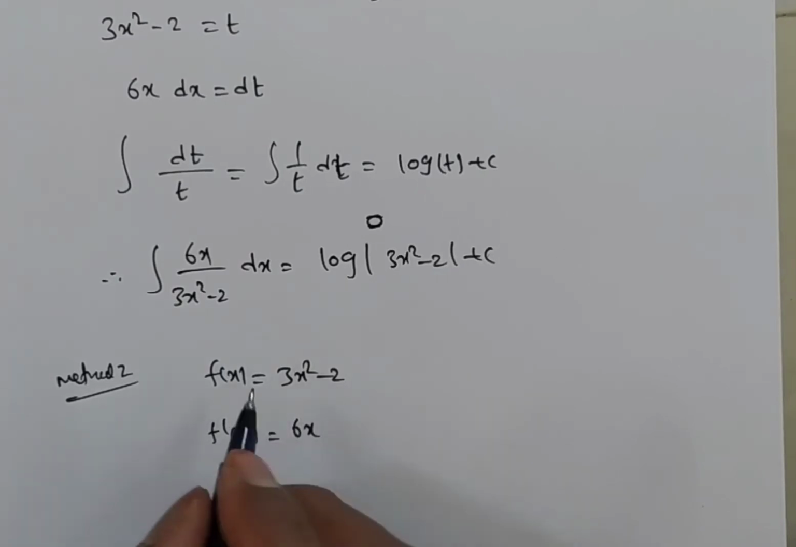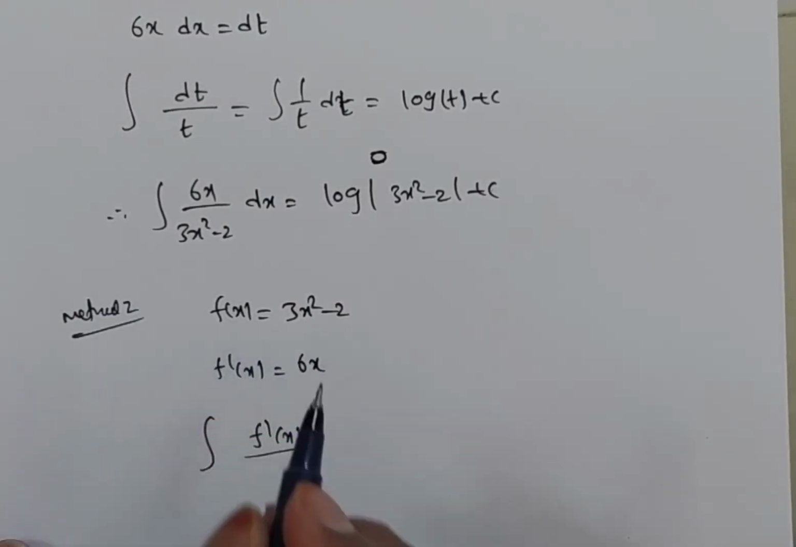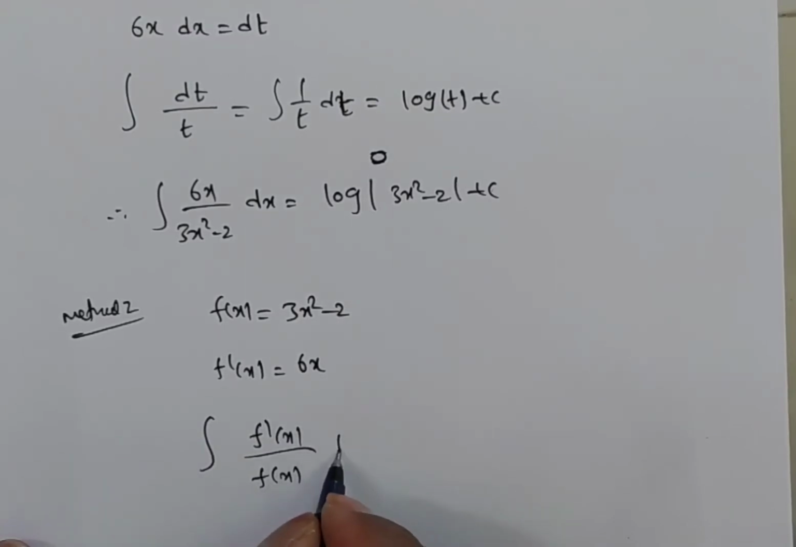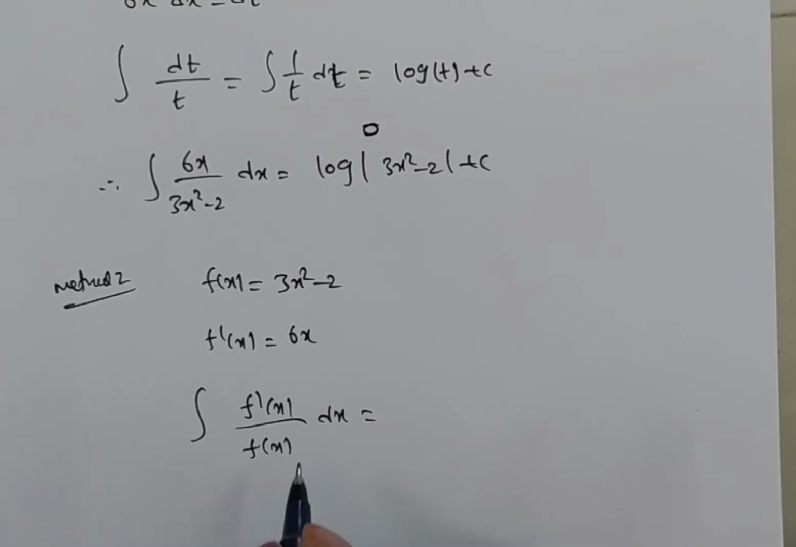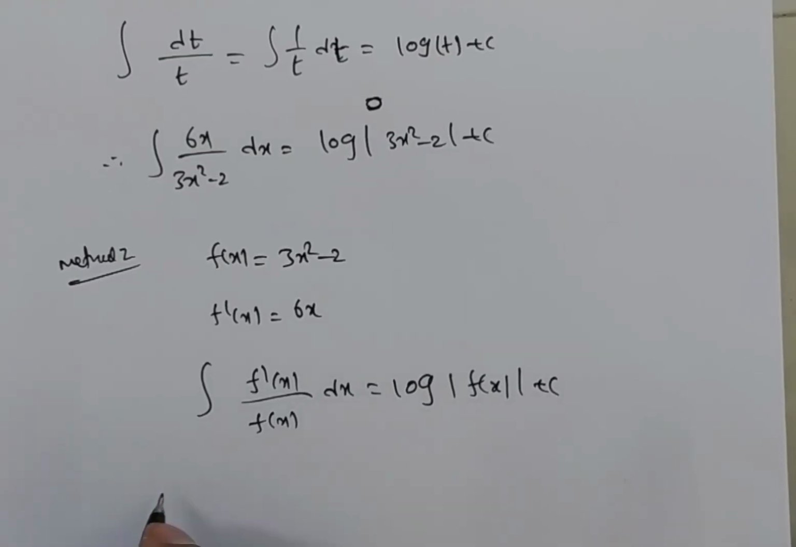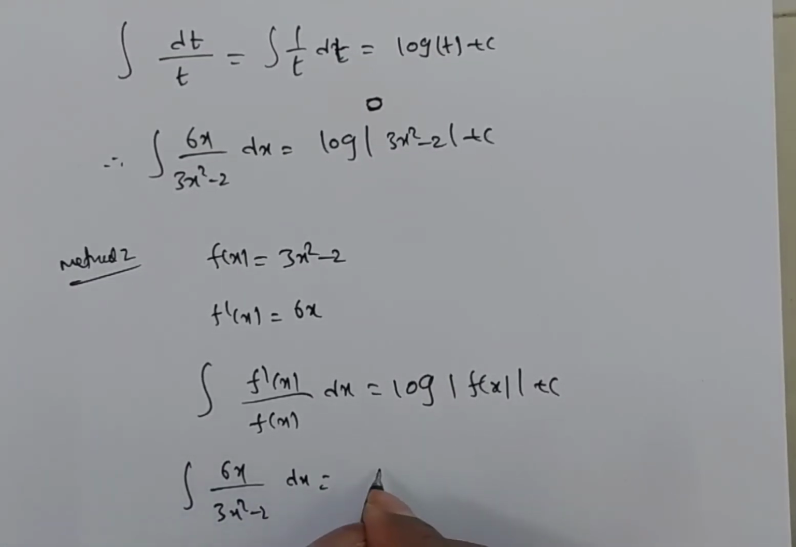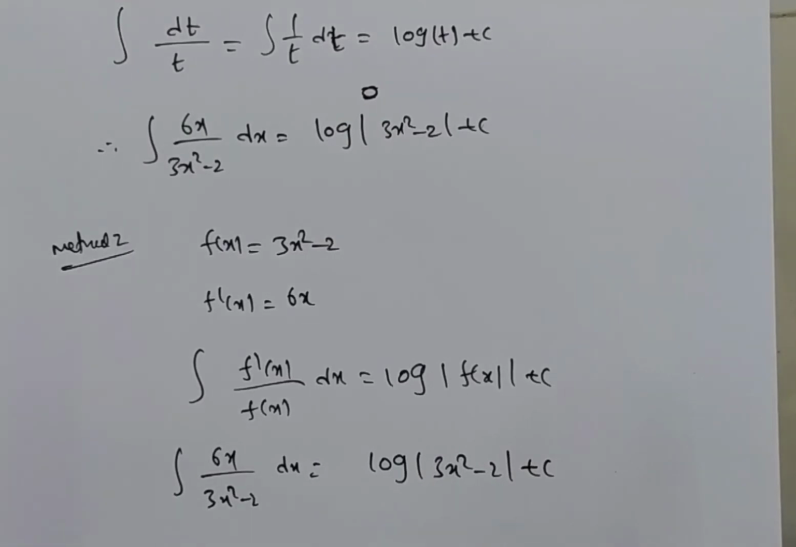Now substitute these two values in the above equation. That implies integral of 6x, which is f dash of x, by f of x, the denominator, dx. What is the formula you have? Integral of f dash of x by f of x: if the denominator's derivative is in the numerator, we write log of denominator plus c. So in this case, integral of 6x by 3x square minus 2 dx is equal to log of 3x square minus 2 plus c. Is it clear for everyone? Right. Next problem.